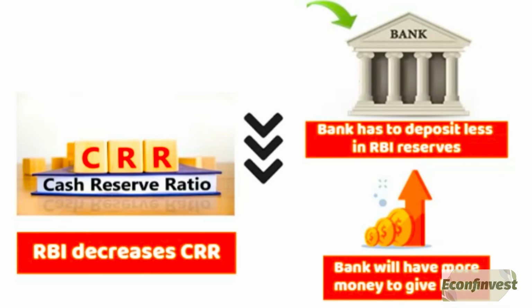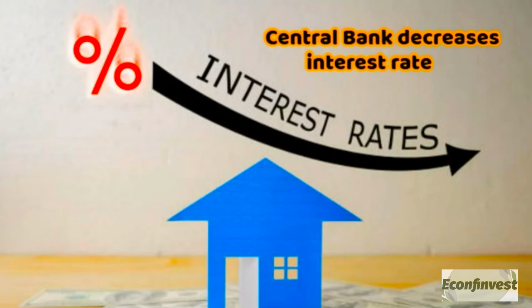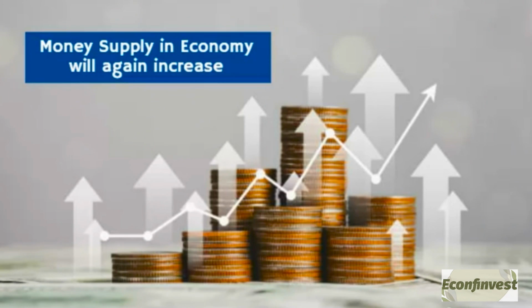Or the RBI reduces the CRR, so banks will have to deposit less money in RBI reserves, leaving them with more money to lend. Then the central bank also reduces interest rates. You withdraw money from the bank because you are getting a lower interest rate. Money supply in the economy then increases.